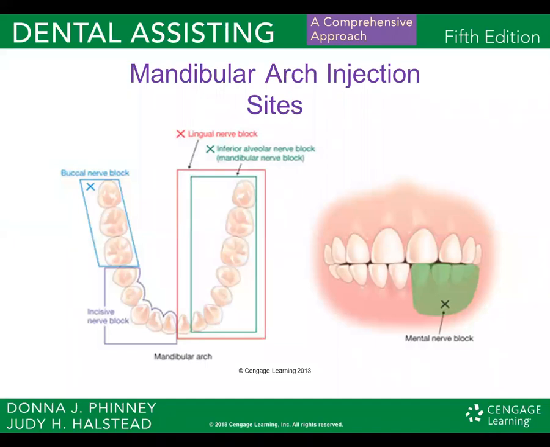Study these as well. The mental nerve block is right here, and because this is where the mental foramen is, if you remember, that's where the nerves come through the bone. So that's how we block the whole nerve block, that whole quadrant on the lower. And you can see, if we numb right here, it's going to take care of all this.